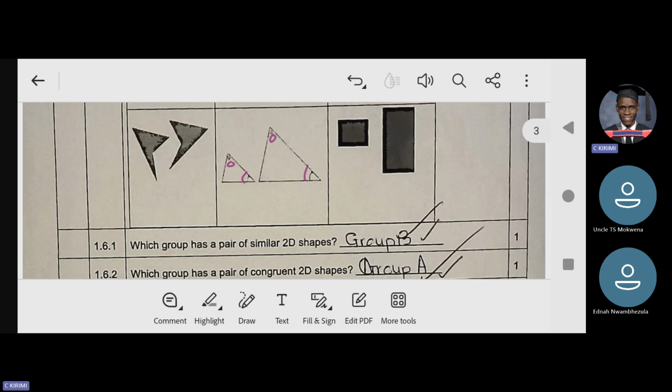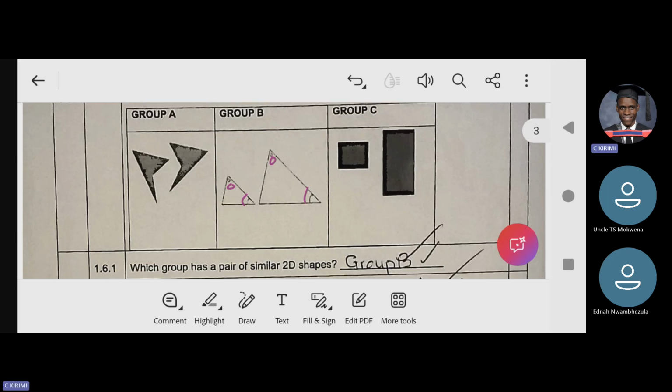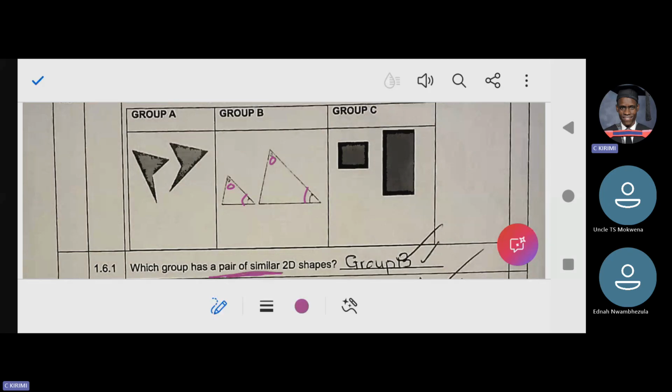So group B, they are corresponding. There is one line there, one line, one circle on top, one circle. That other corner has no dimension, which means it's the same as the other corner, which does not have a dimension. So those two shapes are similar, which means they have the same shape. But what is different is only the size. So same shape, but different size. It means they are similar.